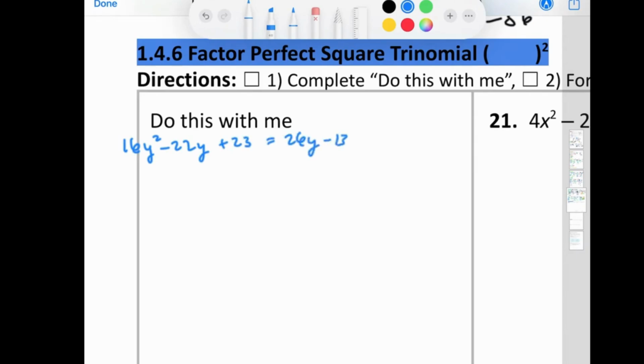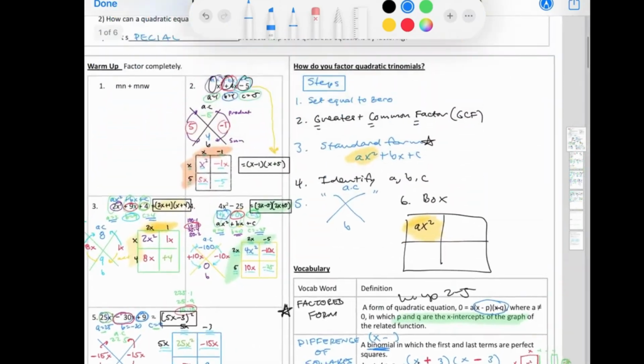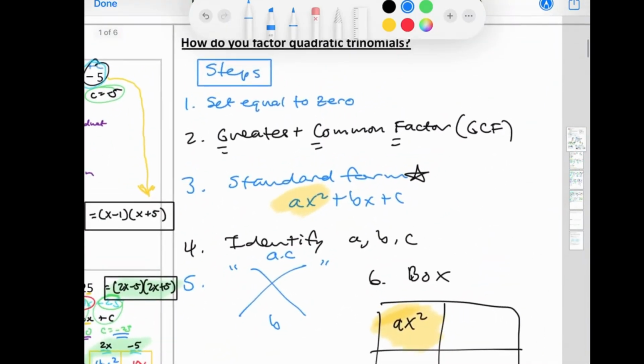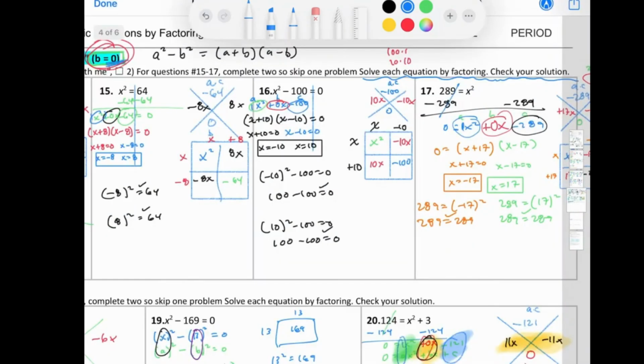And if you do the steps we had way before at the very beginning, up here, right? Make sure you're setting it equal to 0. Most of the time they haven't had the greatest common factor. Make sure it's in standard form where A is positive. Identify the A, B, and C. Do the X and the box. Sorry, those colors didn't save on my iPad. Wow. Okay.